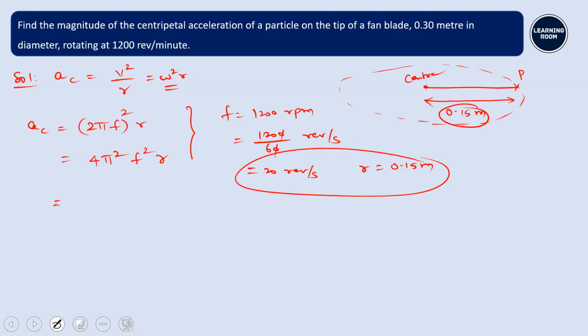So a_c will be equal to 4 pi square into f square, which is 400, into R, which is 0.15, and I'll write it as 15 divided by 100. So these two zeros will get cancelled. 15 into 4 is 60, and 60 into 4 gives me 240. So 240 pi square meter per second square is going to be the required centripetal acceleration.